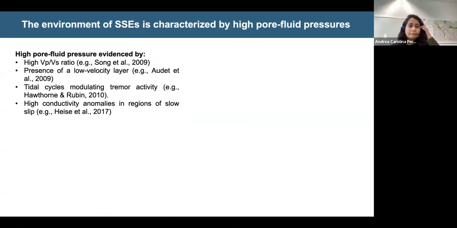So one of the main characteristics of the environment of SSEs is that it's characterized by high fluid pressures. These are evidenced by several observations, including high Vp/Vs ratios in regions where slow slip events occur, the presence of a low velocity layer, tidal cycles modulating tremor activity, and also high conductivity anomalies in regions of slow slip. These all have been interpreted as evidence both that there's a lot of fluids around and that there's a lot of pore fluid pressure.